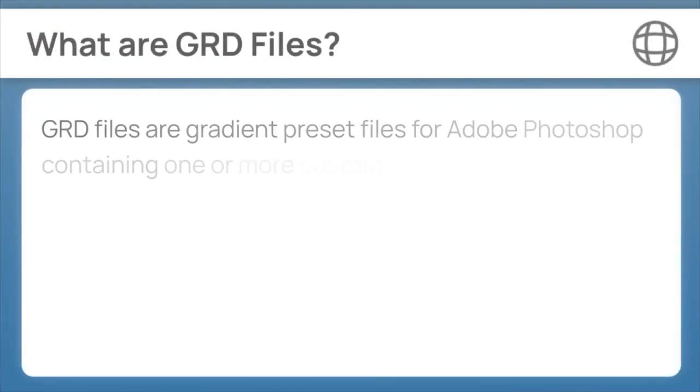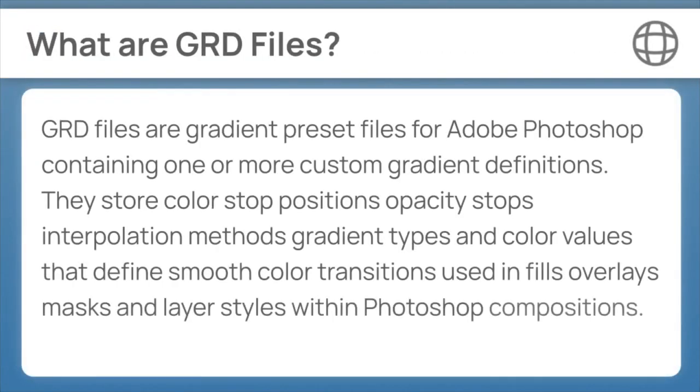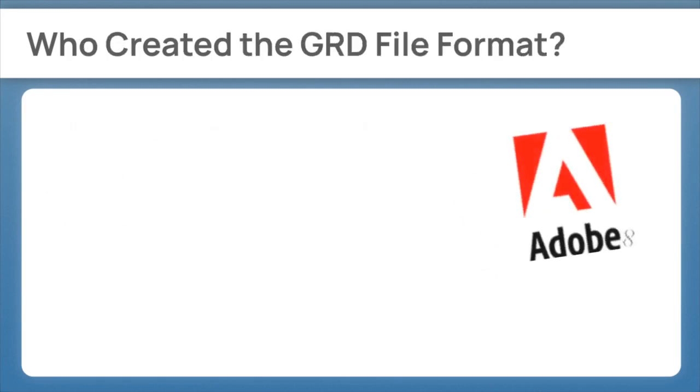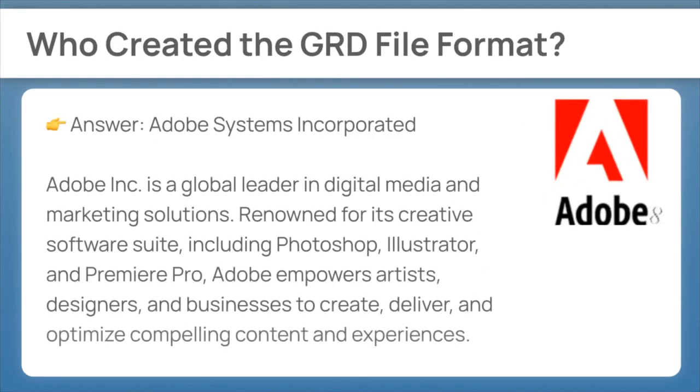GRD files are gradient preset files for Adobe Photoshop containing one or more custom gradient definitions. They store color stop positions, opacity stops, interpolation methods, gradient types, and color values that define smooth color transitions used in fills, overlays, masks, and layer styles within Photoshop compositions.